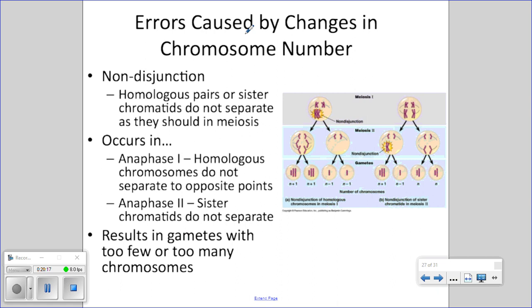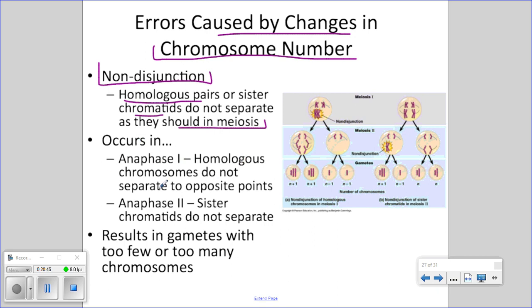Now, there can be errors caused by changes in chromosome number, and this can happen during meiosis 1 or meiosis 2. These changes in chromosome number result from non-disjunction. This is where homologous pairs or sister chromatids do not separate as they should in meiosis. So for the homologous pairs, this will occur in anaphase 1.